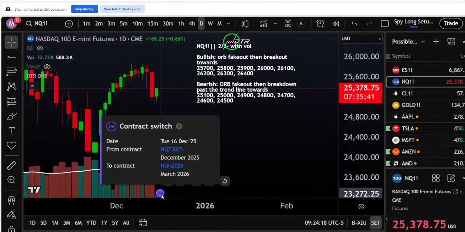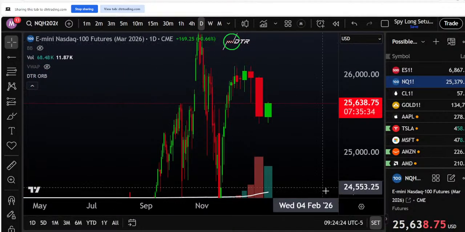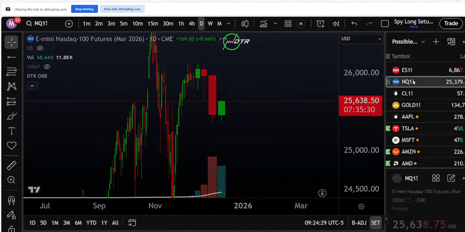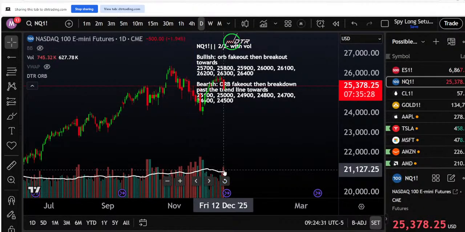Yeah, right. You click that on TradingView, it tells you going from NQZ to NQH. And if you want it, you click it, right? And you can see the daily 88,000 contracts traded versus 745. So no, the roll has not happened yet.